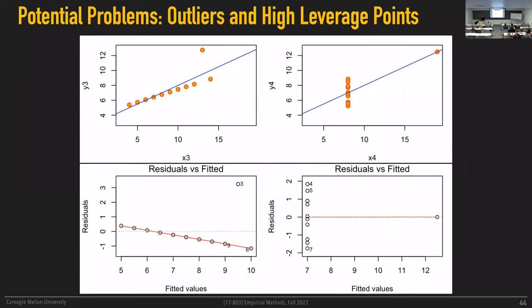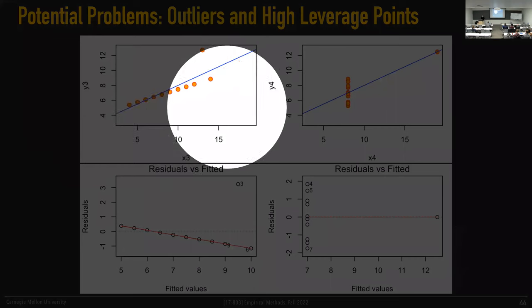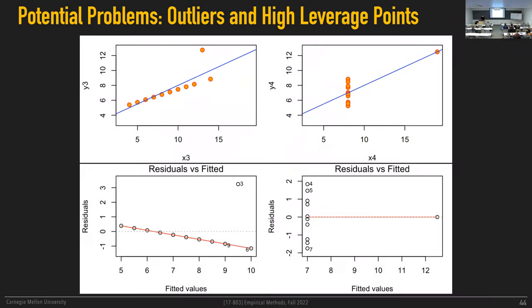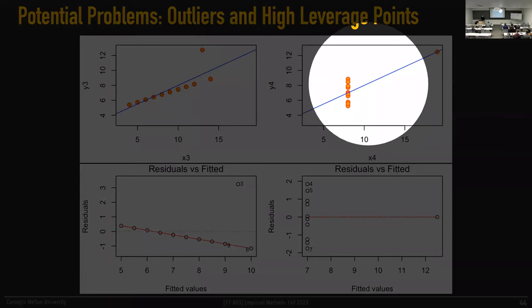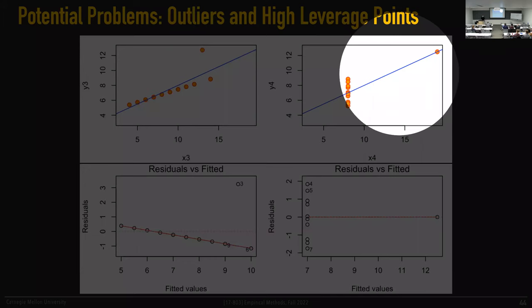Okay, here's another potential problem. I'm going to talk about outliers and high leverage points. On the top left, you see one outlier, that guy on the top there. We call that an outlier point because it is very different from all the other ones. And you see in blue the estimated linear regression line. In the example on the right-hand side, you see another outlier, something that's very far from the rest of them. But in addition, we're going to call this one a high leverage point because it has high influence on the estimated regression line.